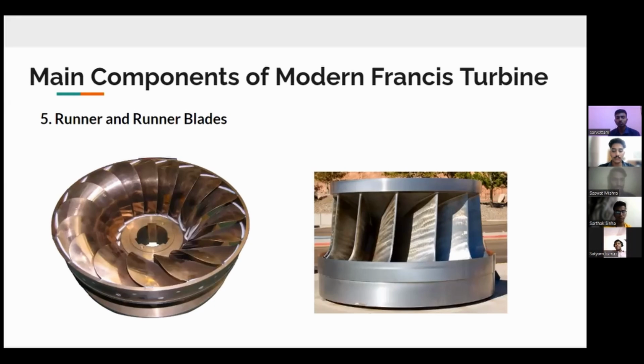This is the runner blades and runner, which we use in the Francis turbine to rotate and get the electricity.